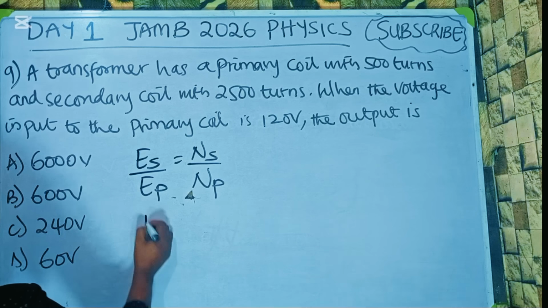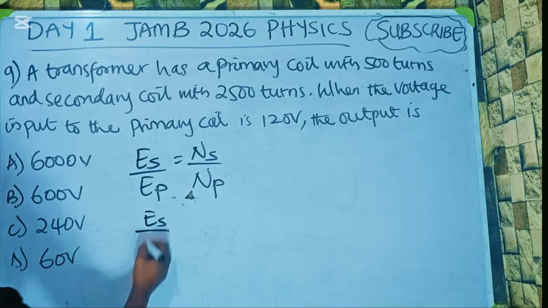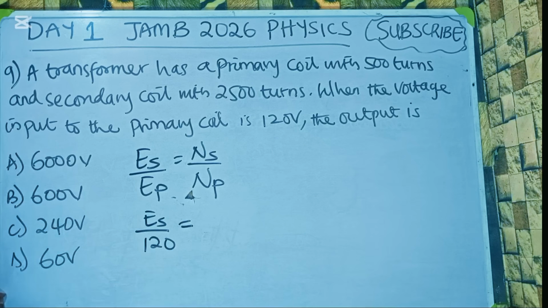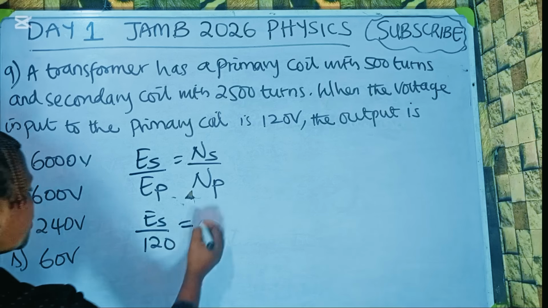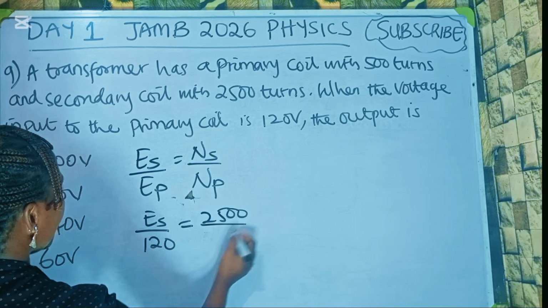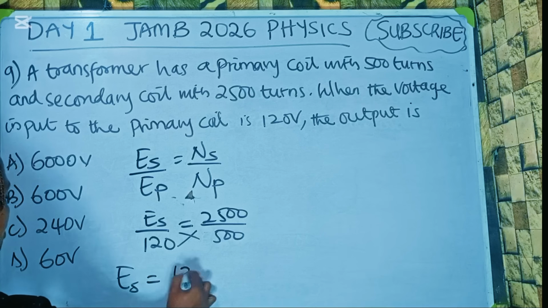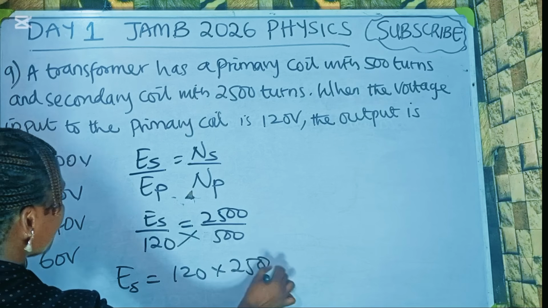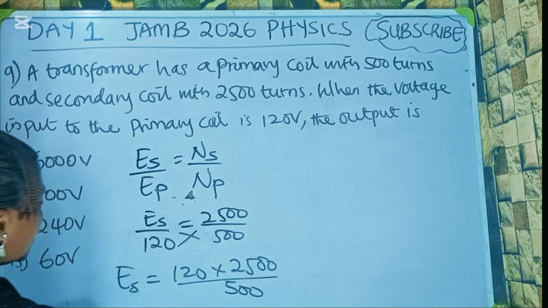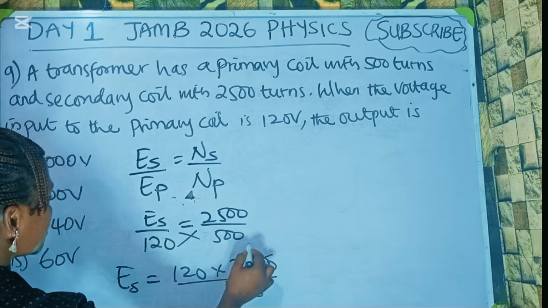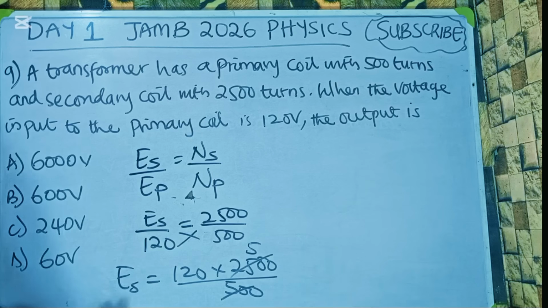Now what is the voltage? You're looking for the voltage in the secondary all over that of the primary, which is 120, equals the number of turns in the secondary, which is 2,500, while that of the primary is 500, okay? So let's cross multiply. The voltage in the secondary is 120 multiplied by 2500 all over 500. By the time this cancels, it gives me 5, right? 120 multiplied by 5 gives me 600 volts. So the voltage in the secondary coil is 600. So the correct option to this question is option B.